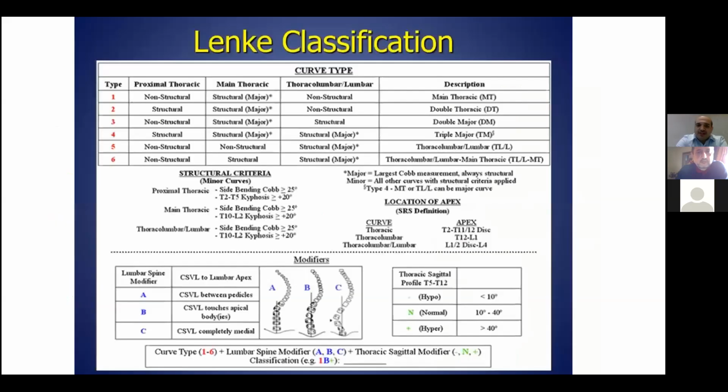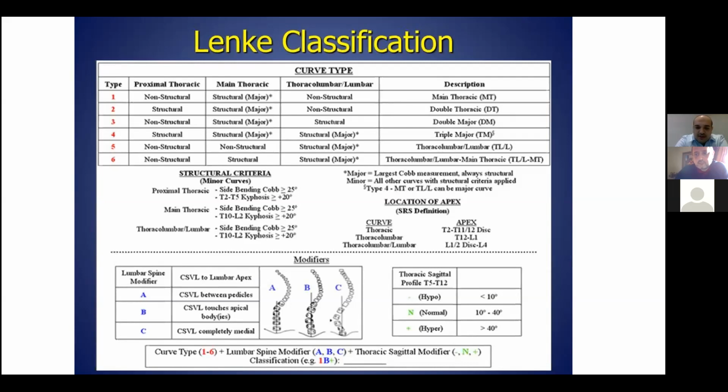Just to mention the Lenke classification for AIS. This is only for AIS. Dr. Firas will go into details of this classification. It consists of 3 major components: the curve type, the lumbar modifier A, B, and C, and the thoracic sagittal profile. He looks here also at the T5 to T12 sagittal profile. If it is below 10 degrees of kyphosis, this is hypokyphotic, or minus. N is normal, between 10 and 40, and plus is above 40.